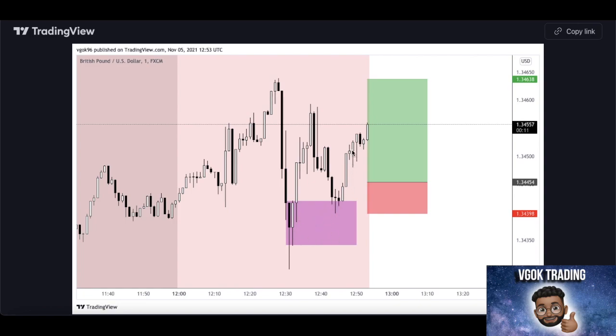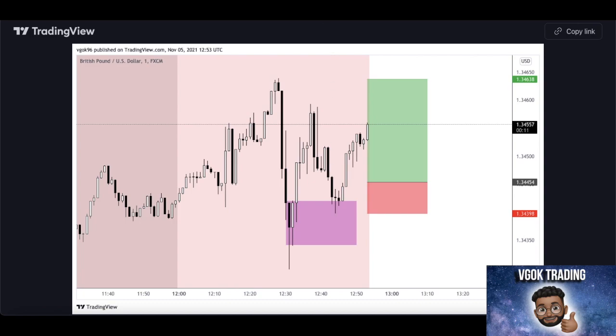We got the reaction which we wanted to see. So we had the proof that that demand was valid. So then we could go for the entry based off of this imbalance fill just around that rally area within there. So that was the entry. The stop was around that point as well.